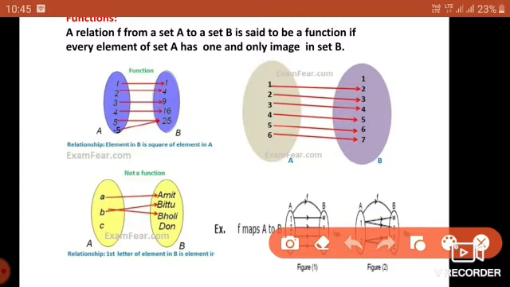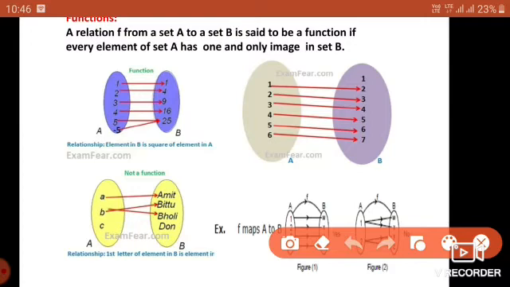See, the first one. The first set A is 1, 2, 3, 4, 5, minus 5. Set B is 1, 4, 9, 16, 25. So, all the elements are related to B, is it? And every element has only one image. That is, 5 is having only one image, 25, and also minus 5 is having only one image, 25. So, the first set is a function.